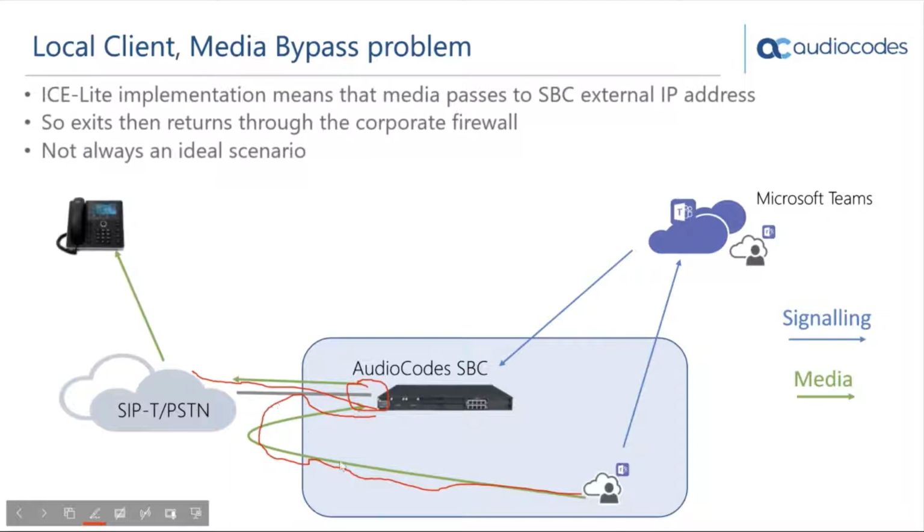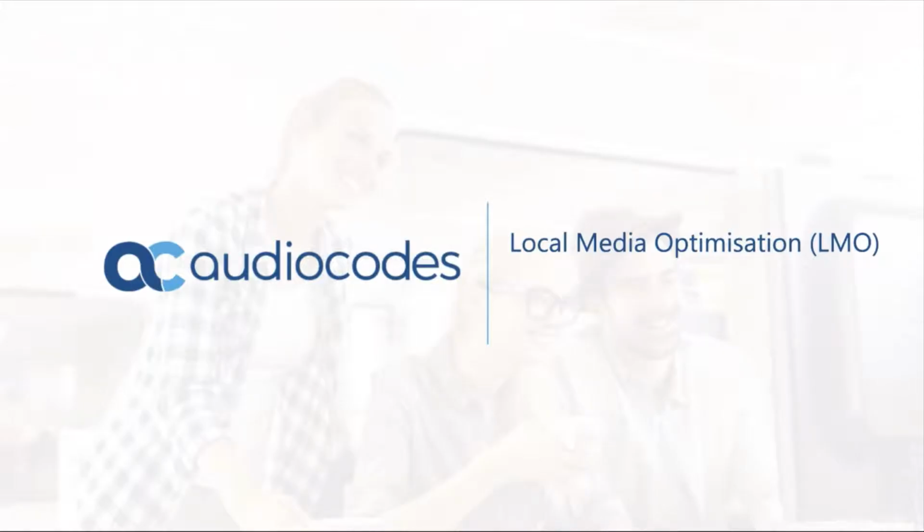Because you're trashing the corporate firewall by sending these thousands of packets a second in and out. Sometimes you can do a hairpin on the firewall and just flip it back again, but it still uses a lot of processing power on the firewall to handle these kinds of things. So it's not always an ideal scenario. So media bypass was introduced about a year ago, as I said, and it worked quite well in some scenarios, but this specific scenario here didn't work very well, when the client was connected on the same LAN as the SBC.